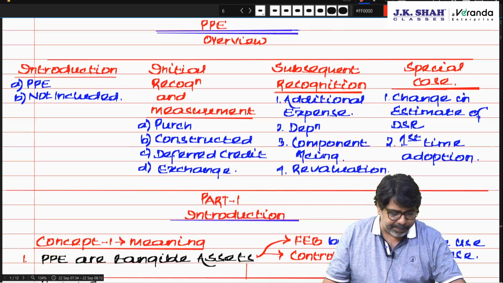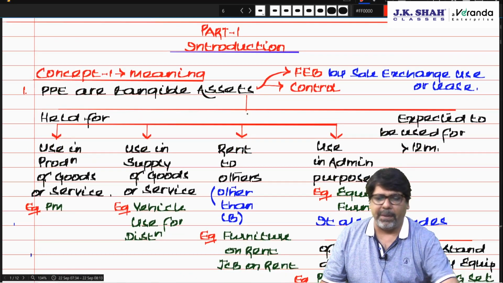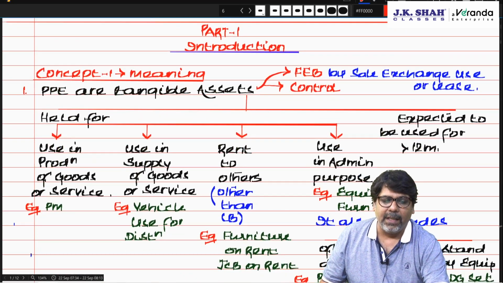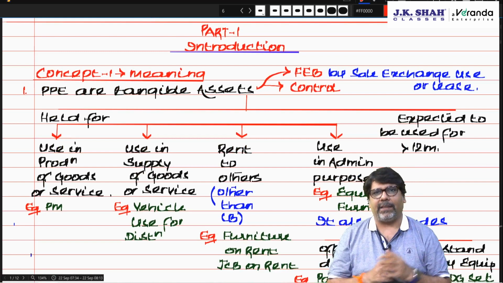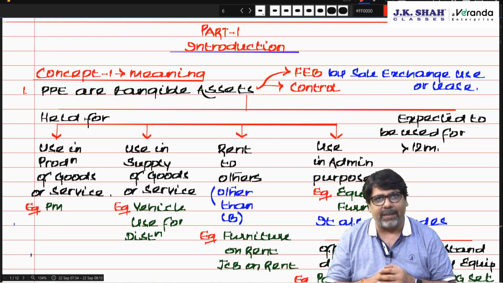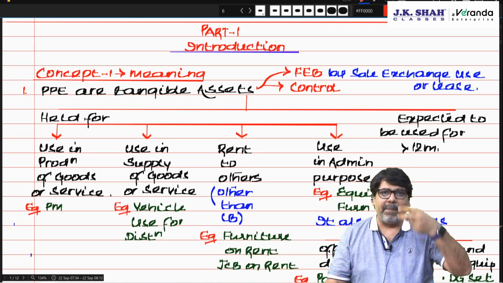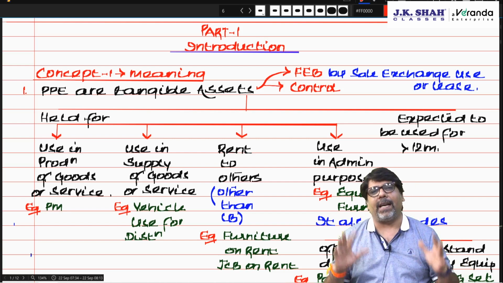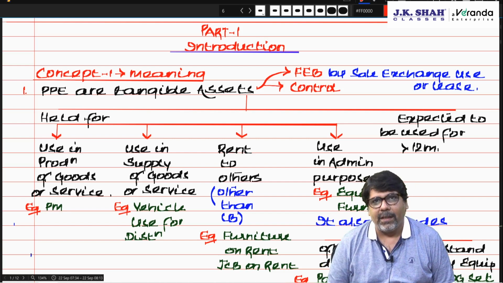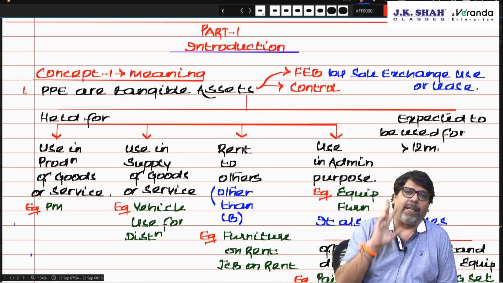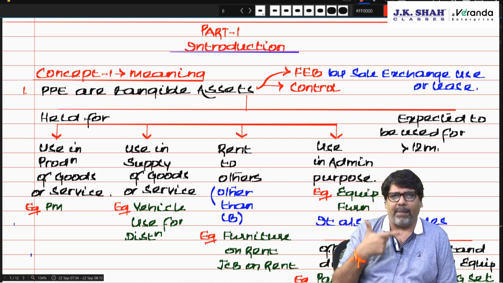Now, meaning of PPE. As you can see, PPE are tangible assets. As soon as I say tangible assets, it implies two things. What are the two fundamental characteristics of an asset? Quickly tell me. One is control, one is future economic benefit.